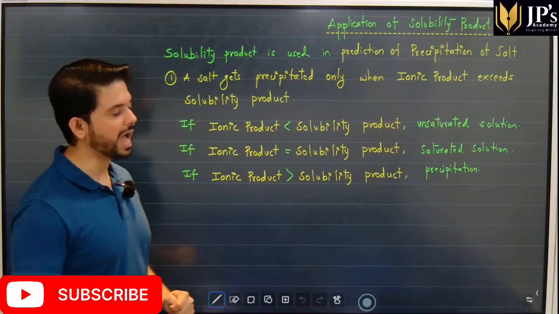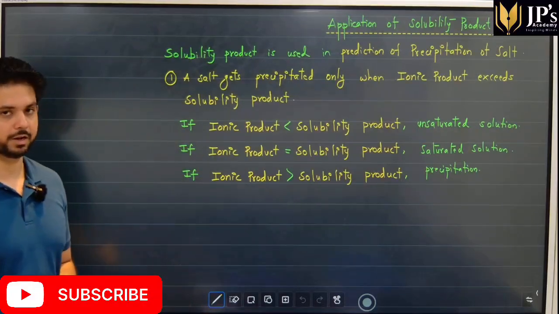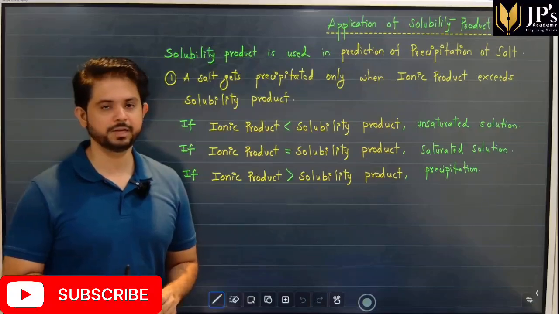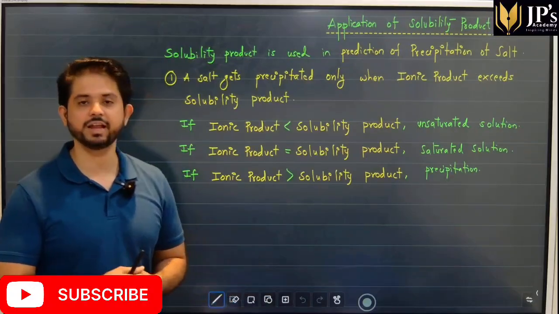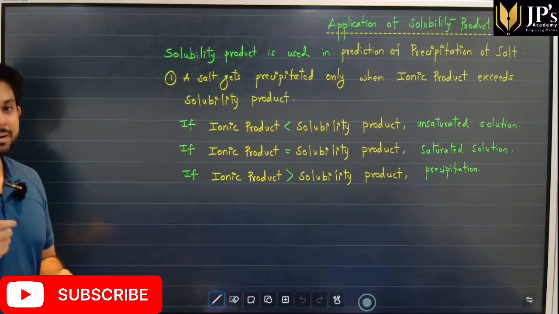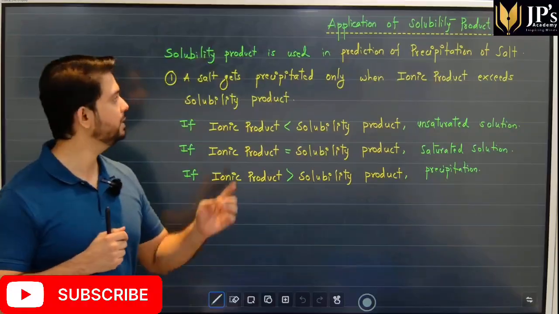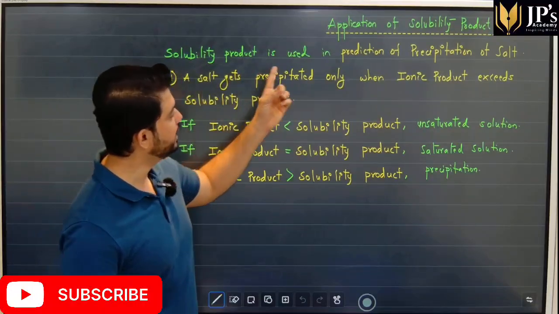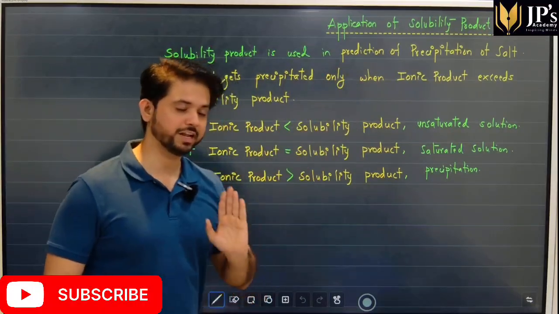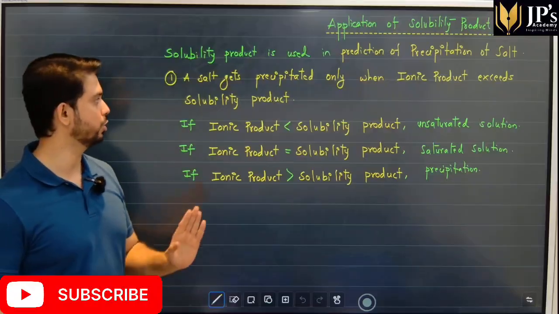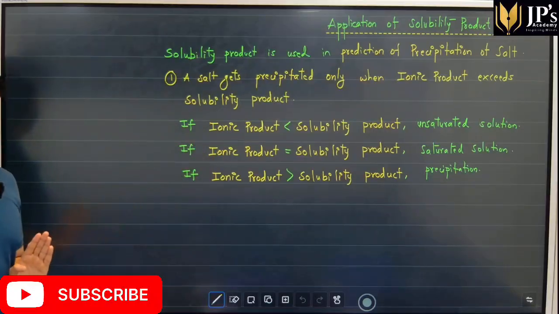Moving ahead, we have applications of solubility product. One of the applications of solubility product is to find the solubility of the salt. But the second and the most important application is the prediction of precipitation of a salt. Now, what exactly do we mean by that?